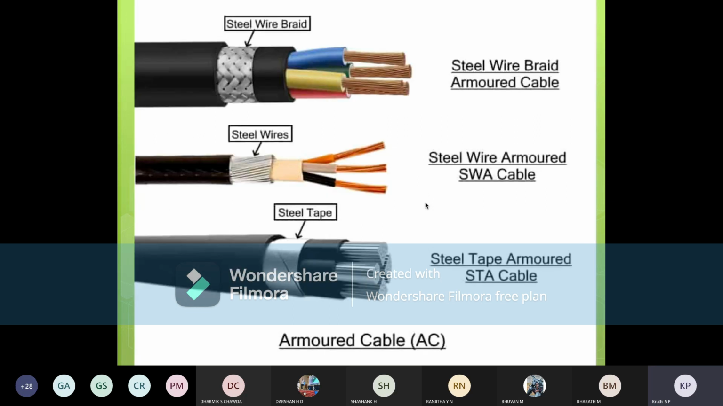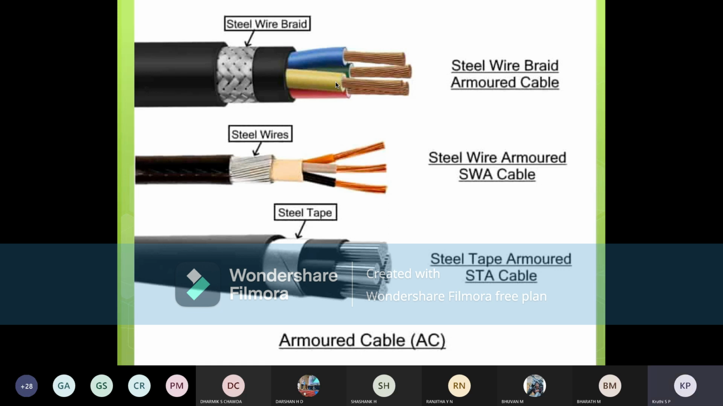Now, this is the armored cable. This is how it will be. See, this is the steel wire, the armored braid. See, this is the insulation wire. Upon this, we have a braided armor wire to give extra protection to the cables.